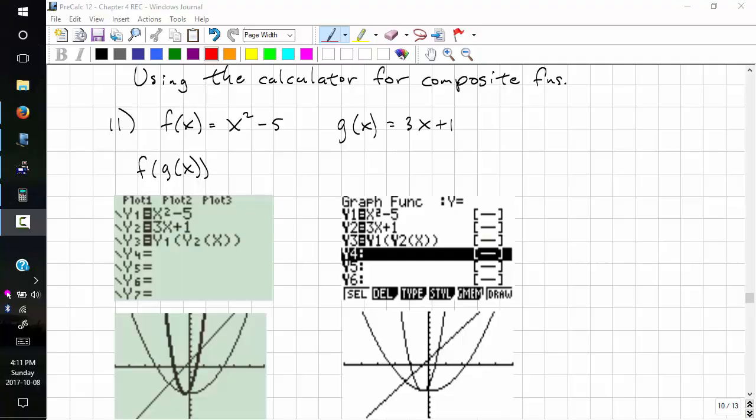This is PreCalculus 12, Chapter 4.3. We're going to be looking at how to use the calculator to do composition of functions. So we enter f and g. This is going to be y1, this is going to be y2, and what we'd like to do is y1 of y2 of x.